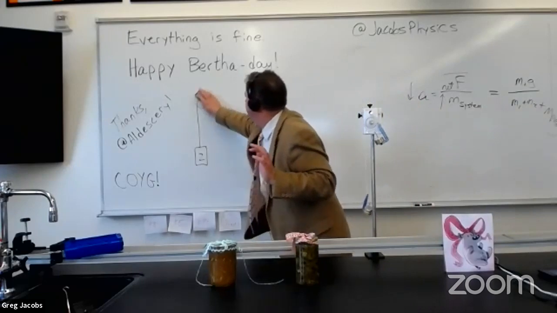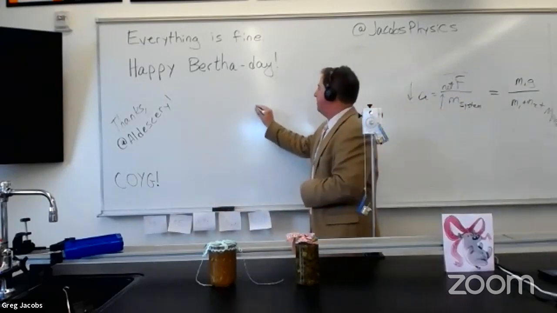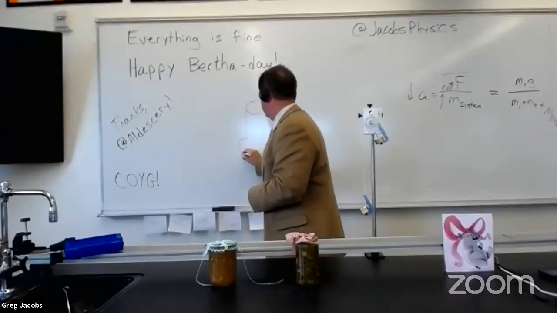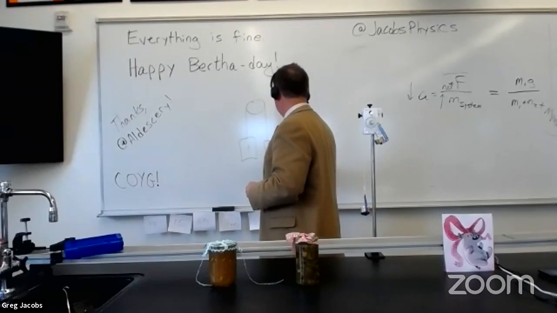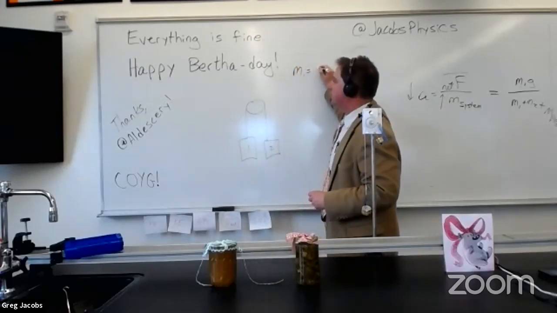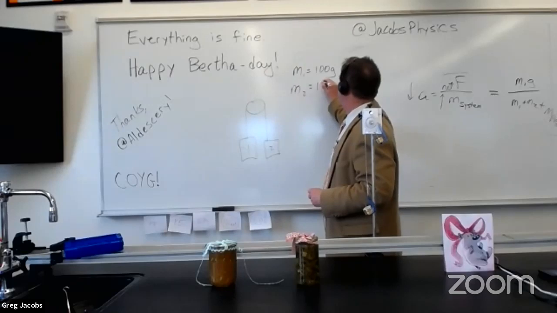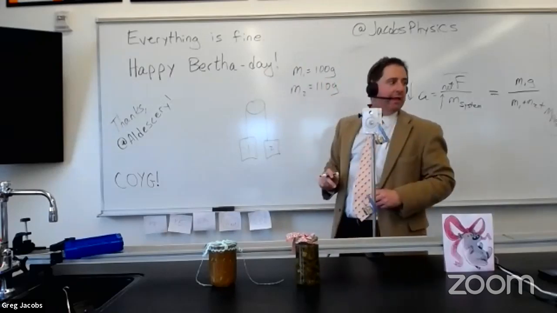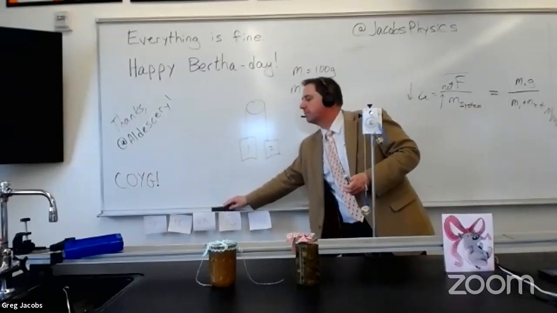So what I've got, if I were to draw it out on an AP exam, would be a pulley. We'll call this one object 1, this one object 2. Object 1 has a mass of 100 grams, so 0.1 kilogram. M2 has a mass of 110 grams. And the question is, what is the acceleration of the system?